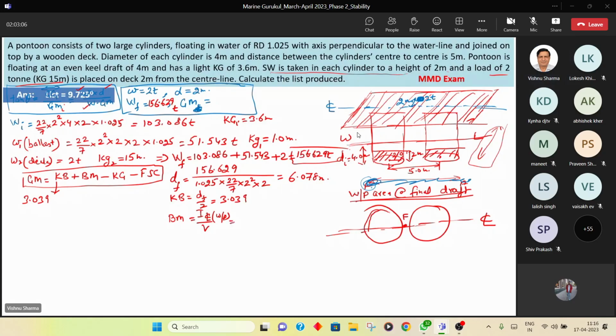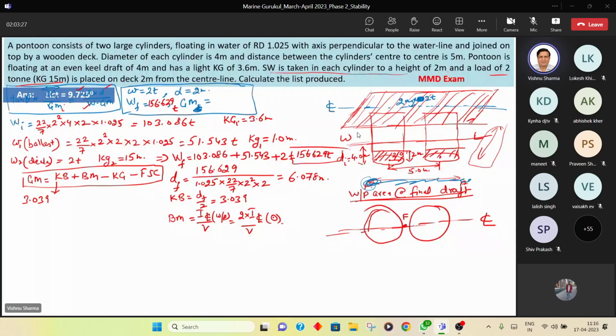This will be equal to 2 into ICL of one circle, correct? Yes or no? Yes, sir. Divided by volume of displacement. Correct, guys? Yes or no? Correct, sir.